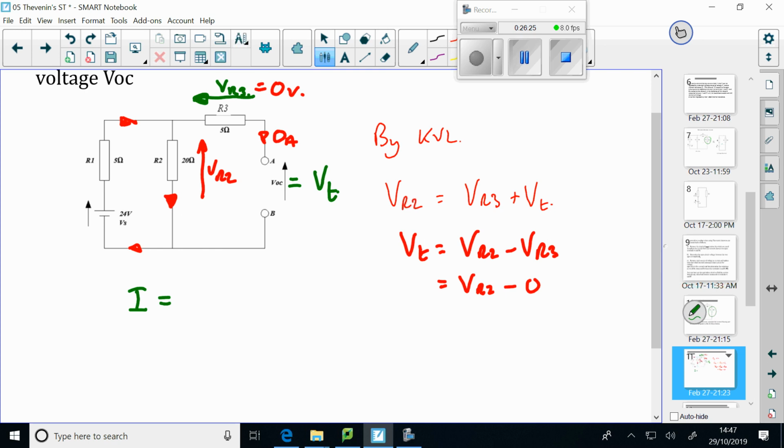I equals Vs over, we've got two resistors. If we look at that circuit there, we've got R1 plus R2 because they're in series. So that's 24 over 5 plus 20. I got 0.96.